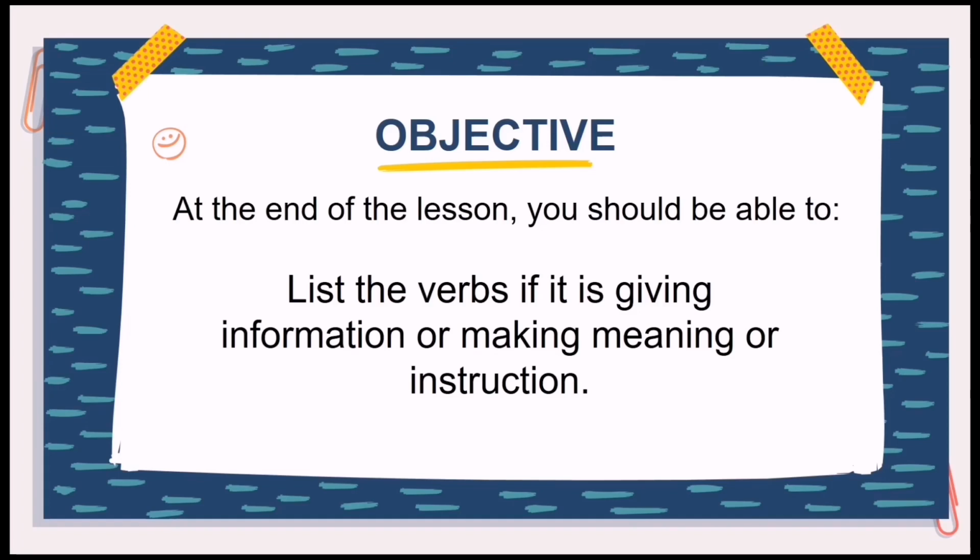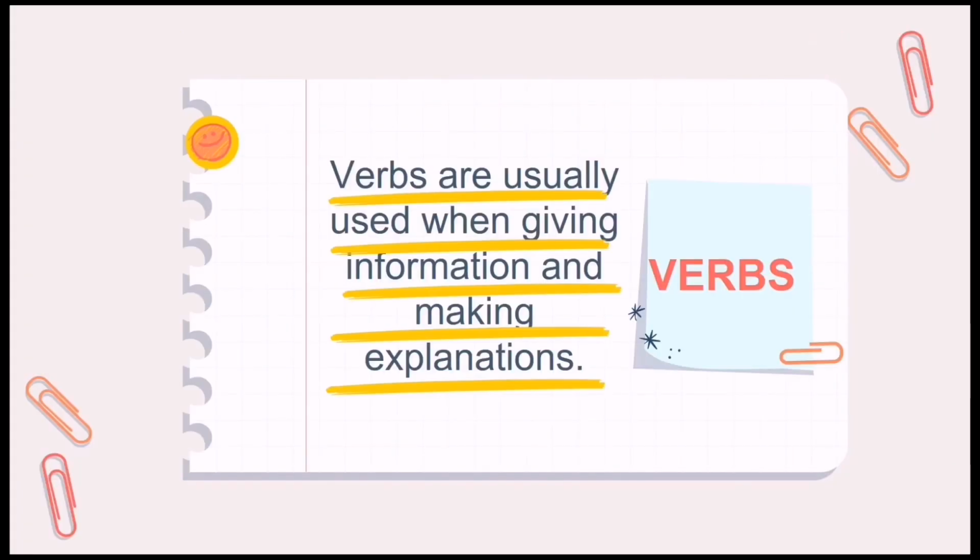Objective. At the end of the lesson, you should be able to list the verbs if it is giving information or making meaning or instruction. We all know that verbs are the action word, okay? So verbs are usually used when giving information and making explanations. So we have the list of different verbs here. We are going to identify if they are giving information or making explanation.